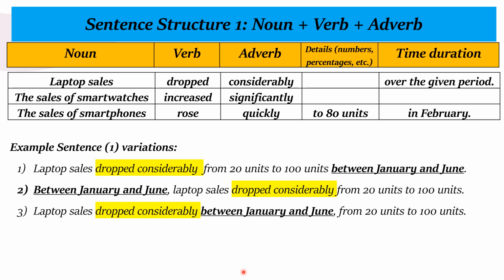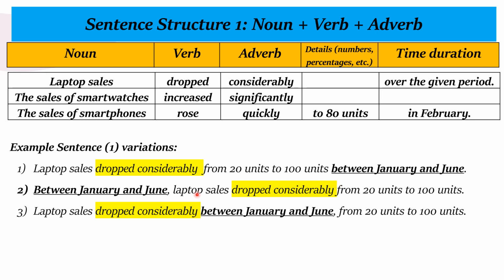I'm sure you have noticed that correct punctuation is essential for clarity and readability in writing. It helps separate different parts of a sentence, ensuring that the meaning is easily understood. Notice these three sentences. In the first one, the time phrase appears at the end. Laptop sales dropped considerably from 20 units to 100 units between January and June. No comma is needed in this case.